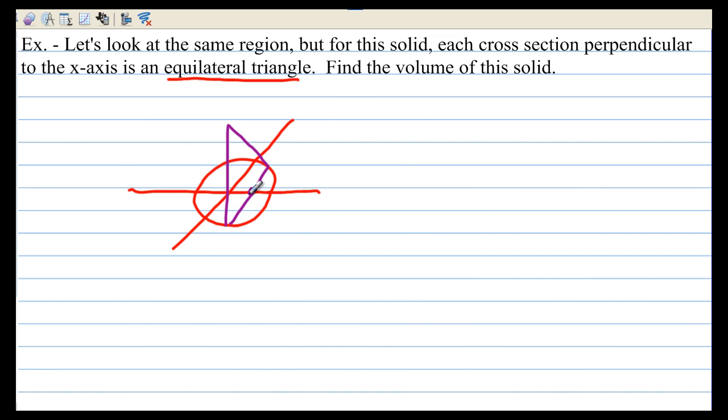So now half of the base goes from the x-axis to the square root of 4 minus x squared. So the entire base is 2 times the square root of 4 minus x squared. You know, this half of the circle is represented by the negative square root of 4 minus x squared, but if we add these two together, we get 0, and certainly the base does not have a length of 0.